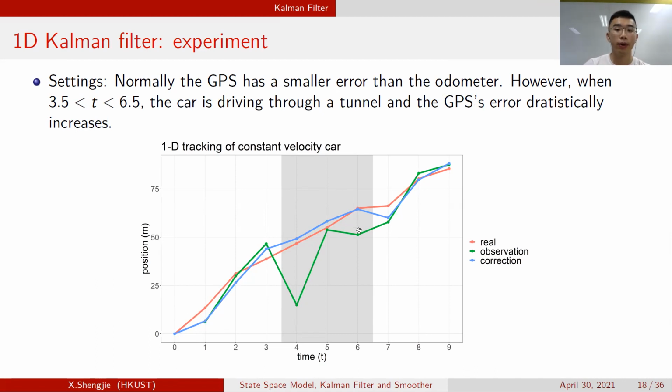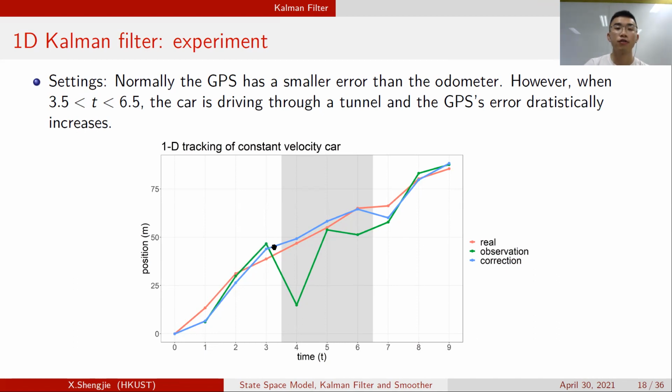As you can see from the plot, I should clarify first: the red one is the real state, or the real location of the car, which is hidden from us. We cannot see it. It is synthetic data, but we don't really know it. What we can only see is the green line, the observation from the GPS. At first we pretty much trust the GPS, so our blue line, the result of the Kalman filter, is almost the same. It follows the trend of the GPS.